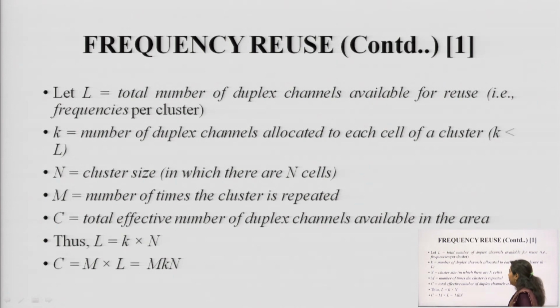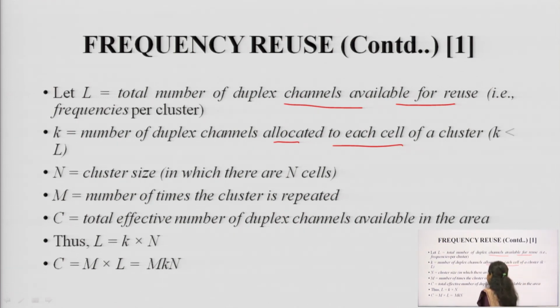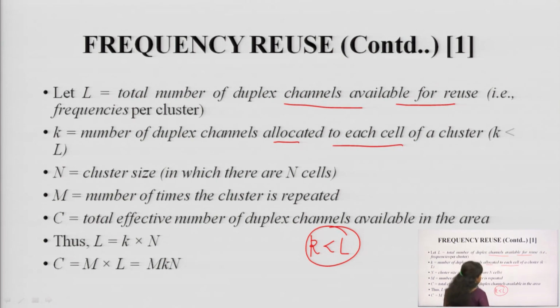We will see. Let L be the total number of duplex channels available for the frequency reuse, that is frequencies per cluster. K is the number of duplex channels that is allocated to each cell of a cluster, that is K is less than L. So, basically the number of duplex channels allocated to each cell of the cluster, K, should be less than L.